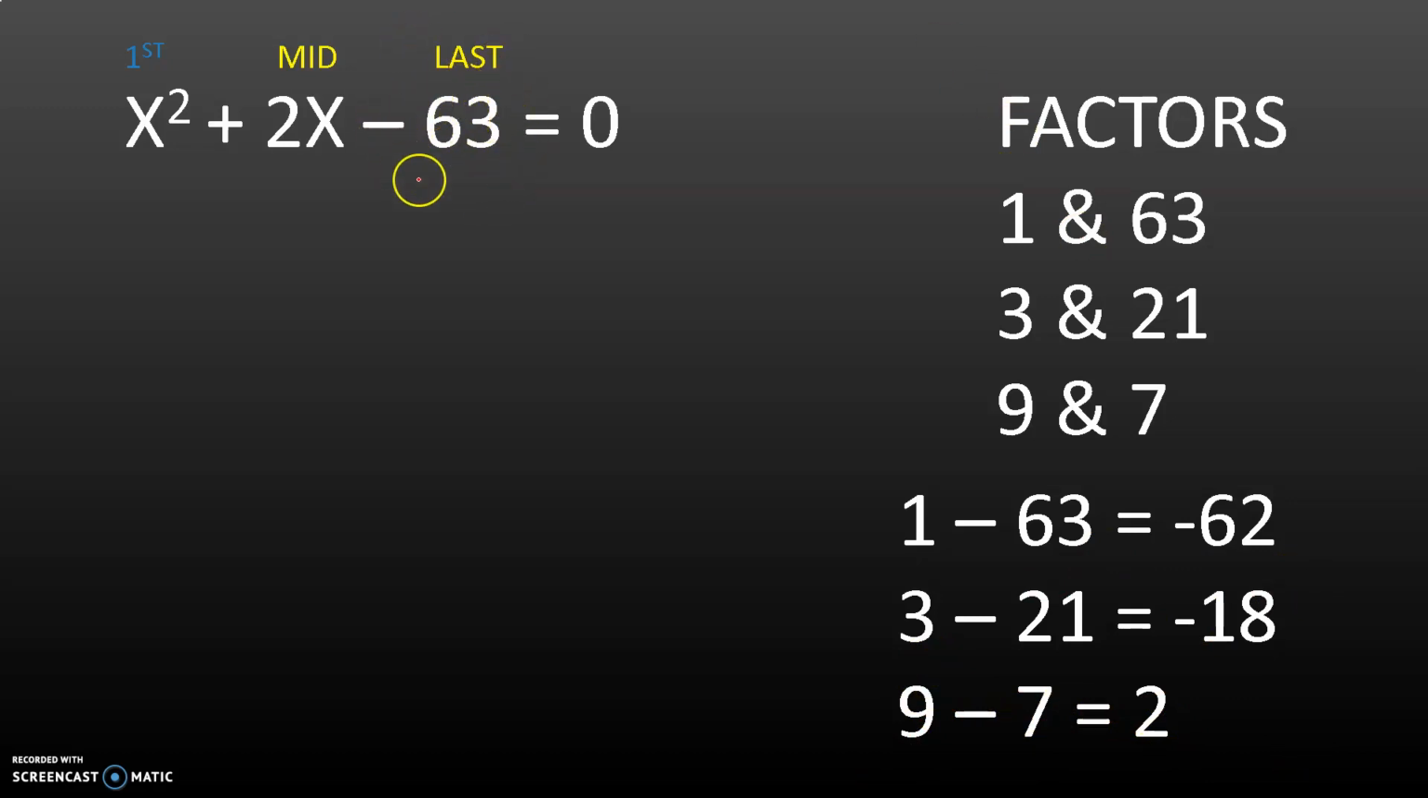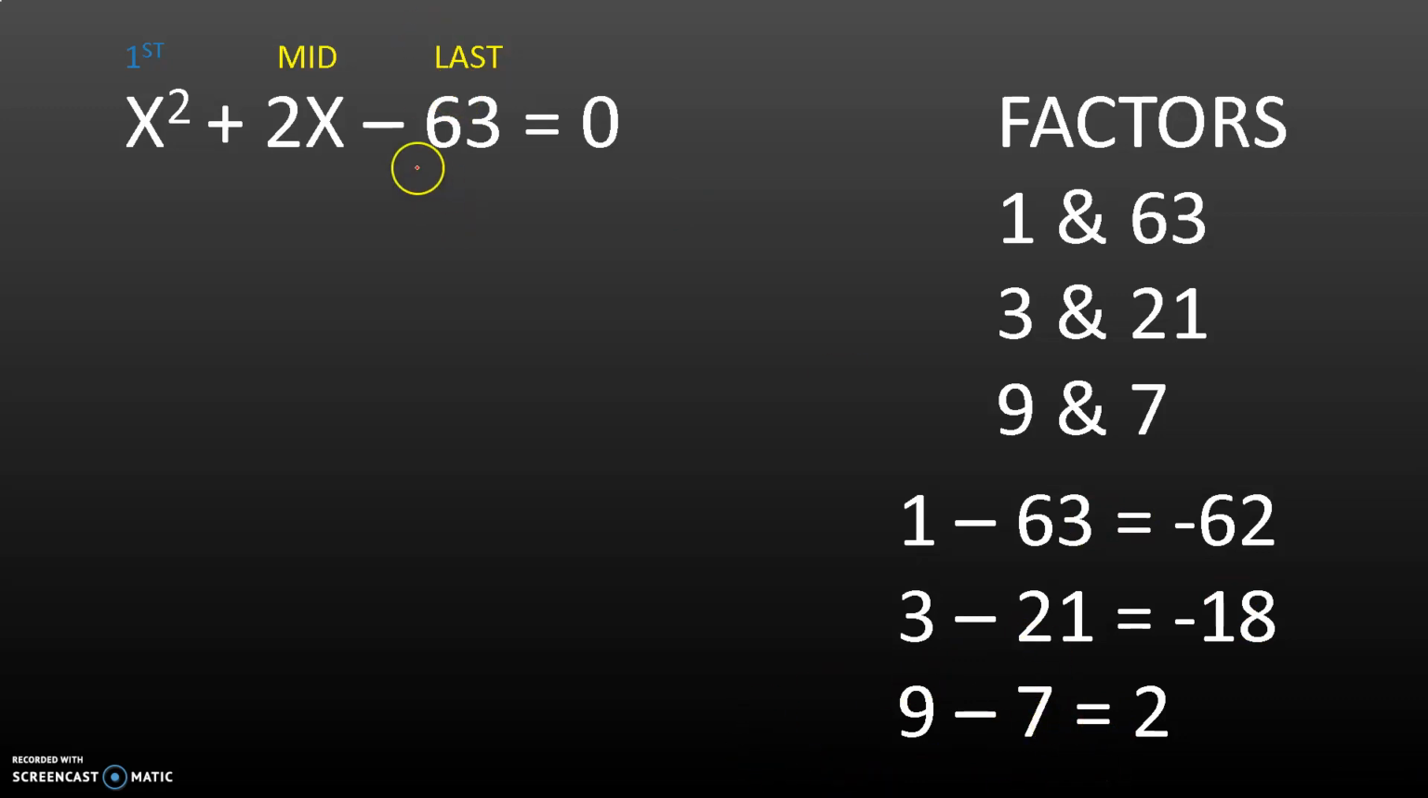Trivia: a number whose digits sum to 9 is divisible by 9. So the right factors for this equation are 9 and 7.